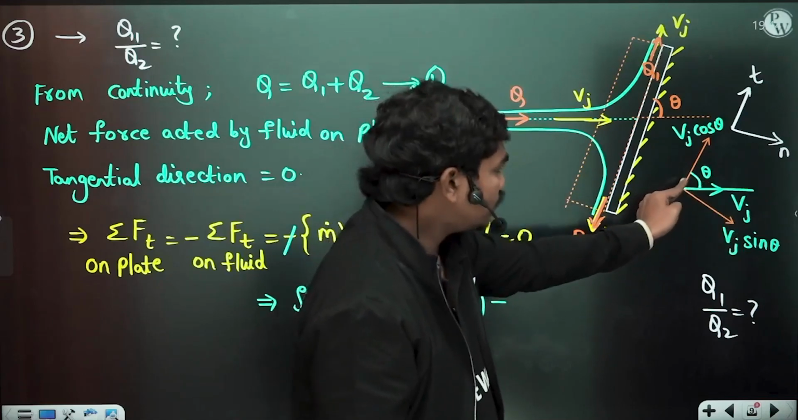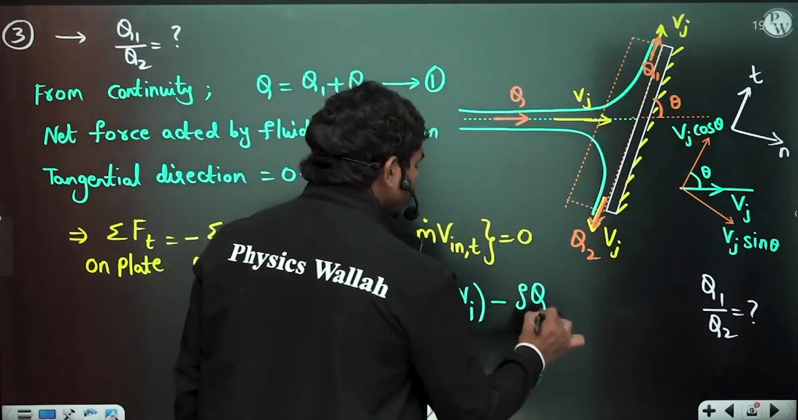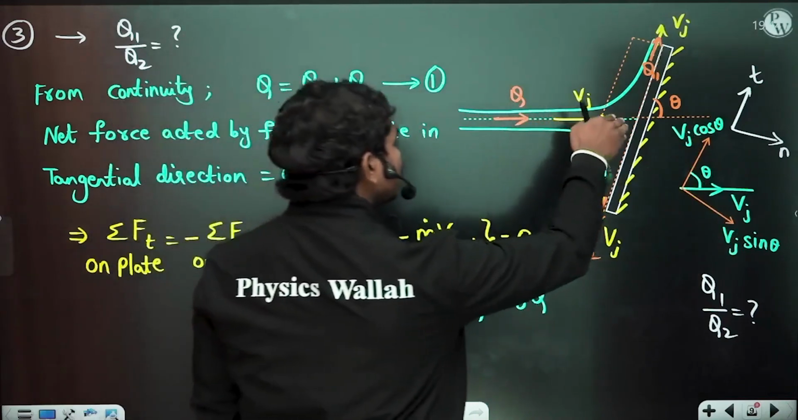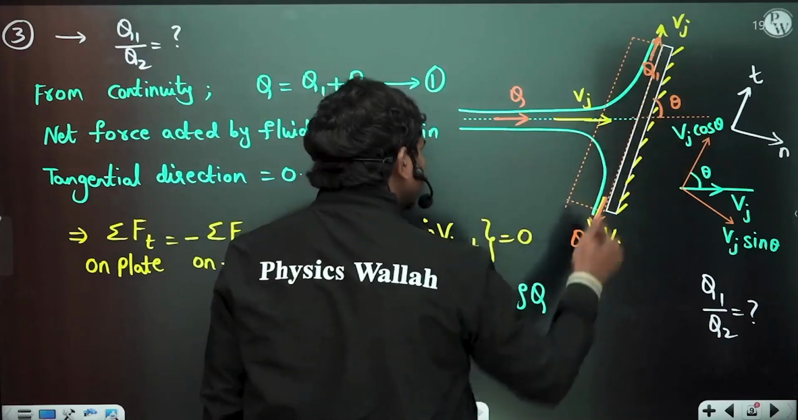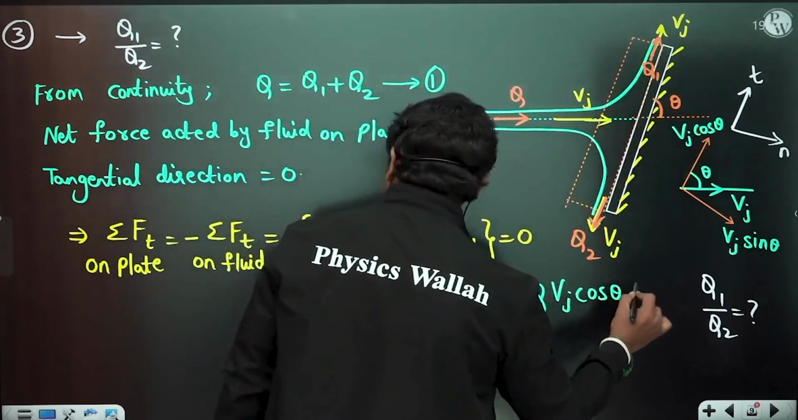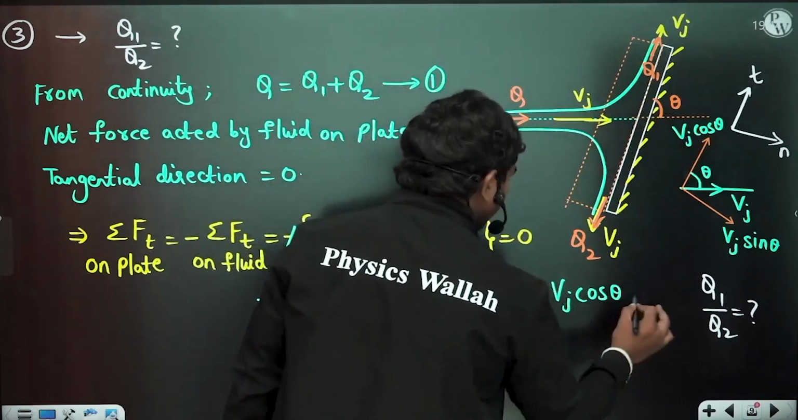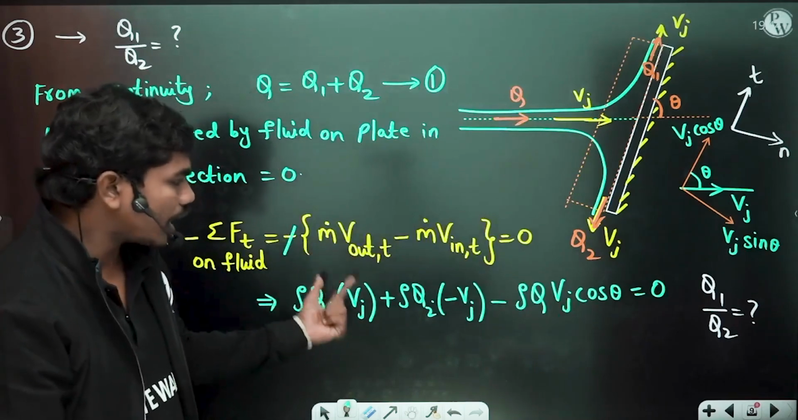So therefore here this is the direction of vj cos theta, so minus rho q, because the total discharge is having the same velocity here at this inlet, so v cos theta is the direction in the tangential component. So vj times cos theta is equal to 0, correct? So this is what you have. So this total expression is equal to 0. Is this equation clear? Did you understand how I have written this?